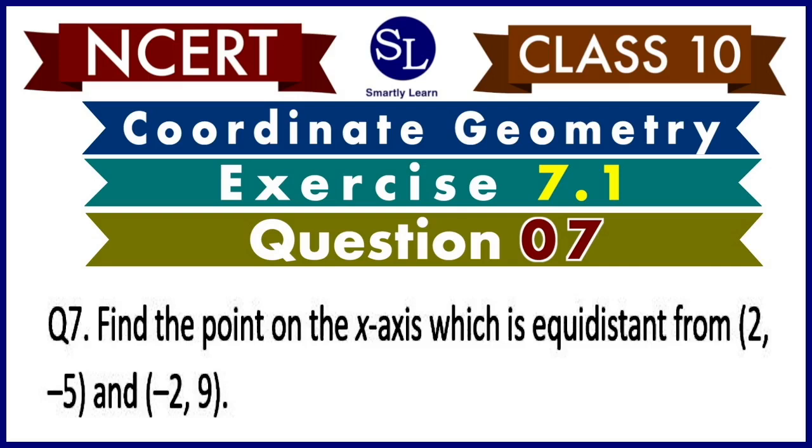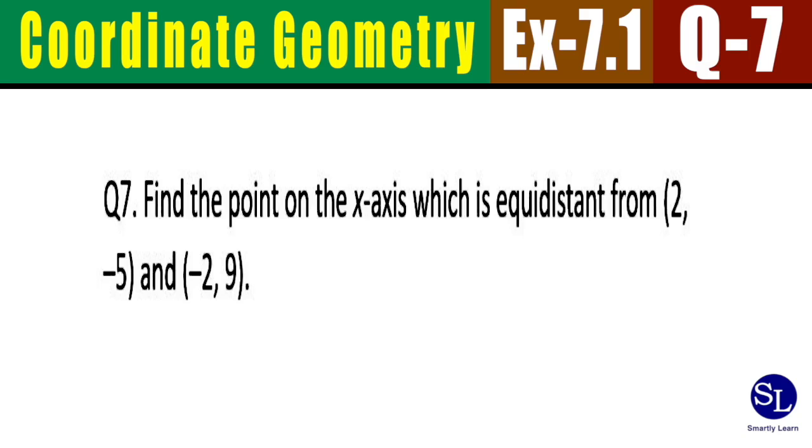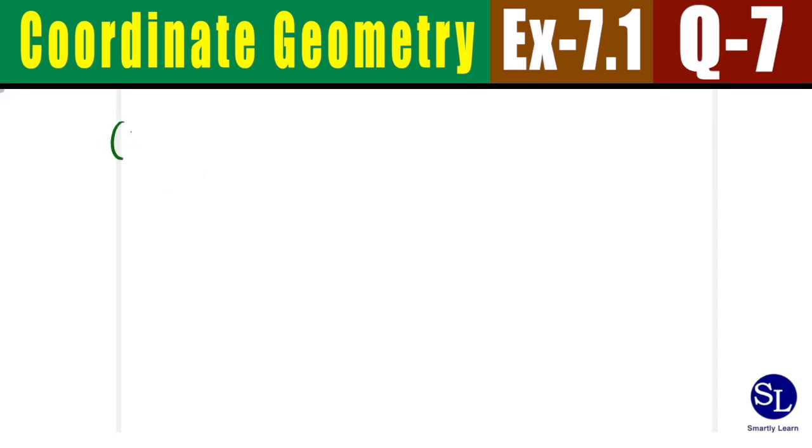In this video, let's see how to solve the seventh question in exercise 7.1. Find the point on the x-axis which is equidistant from (2, -5) and (-2, 9). So let's first note just the points. The points given are (2, -5) and (-2, 9).